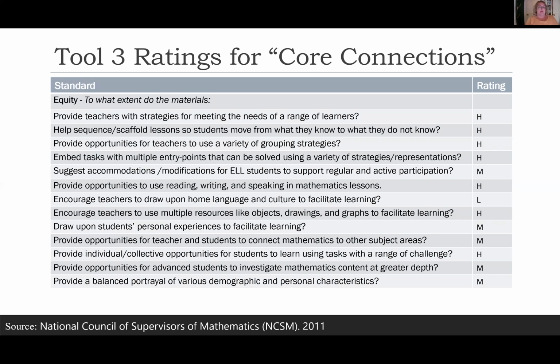Particular strengths of the equity component include the following. CPM provides excellent support for teachers who wish to use collaborative teaching practices. Researchers have found that some students of color perform better in classrooms where collaboration versus competition is encouraged. These findings were from Thompson et al. in 2004.